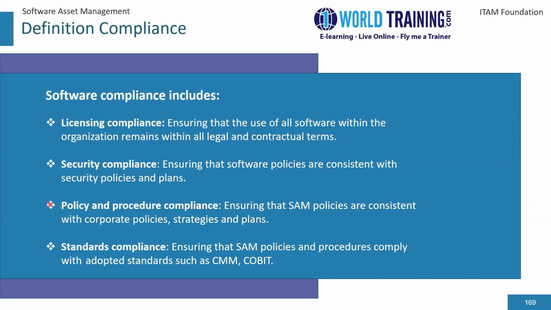Then we have policy and procedure compliance, which is ensuring that SAM policies are consistent with corporate policies, strategies, and plans. And then we have standards compliance, which ensures that SAM policies and procedures comply with adopted standards such as CMM and COBIT: the capability maturity model, the 5-layered model of services and knowledge management, and COBIT, which is the control objectives in IT, a framework for IT governance. For example, COBIT requires alignment between digital investments and business strategy.